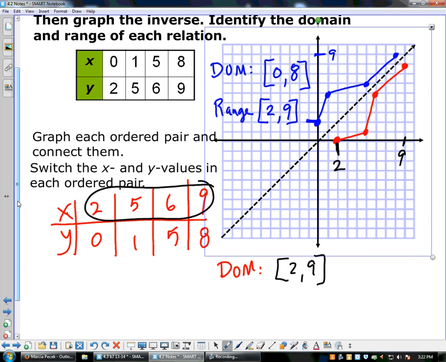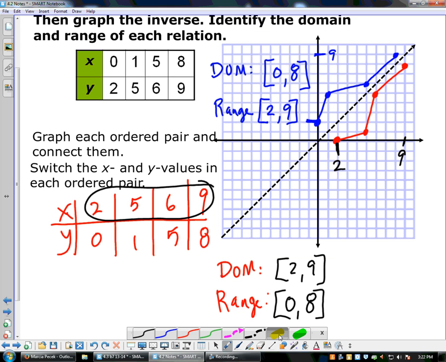And then what about our range, our y values, lowest y to highest y? Looks like our lowest y is at 0. Alright, lowest y is at 0, and our highest y goes all the way up to 8. Wait a second. These look kind of familiar, because it looks like the domain from our original is the same as the range from our inverse.